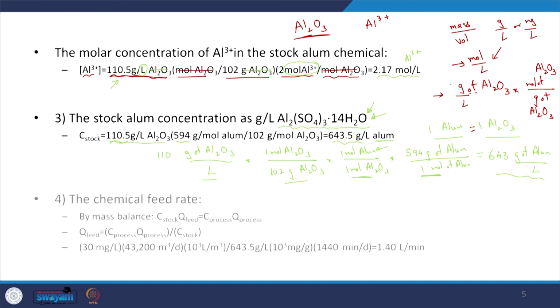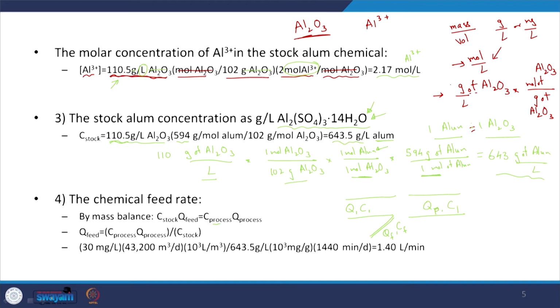Next aspect, this is with respect to the feed rate and such. We have water coming in, the flow rate is given. Let me say that this is Q1 and the concentration of alum here is C1, and I am having to feed a concentrated alum flow to this solution. I am going to call this Q feed, and the concentration of alum in this is C feed. After mixing, it is now going into the process, Q process, with a final concentration of alum in the process.